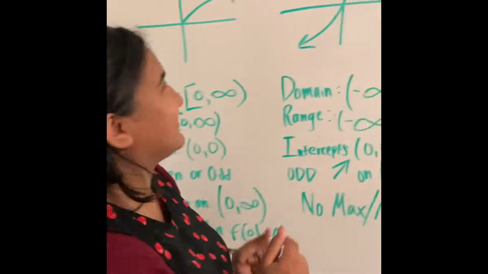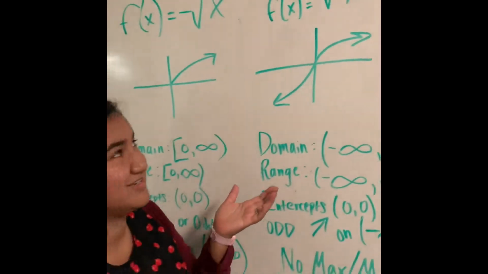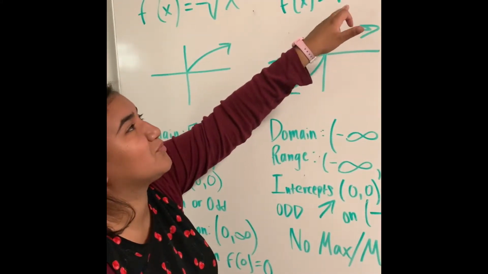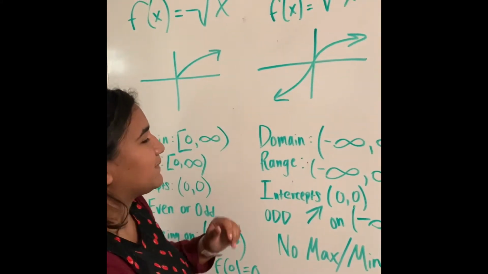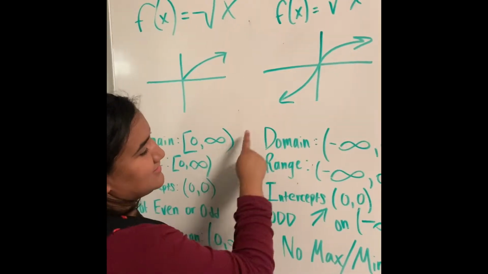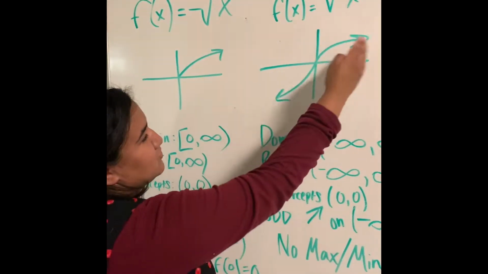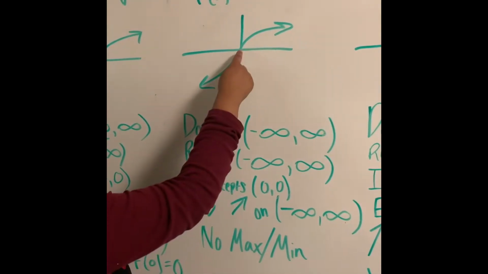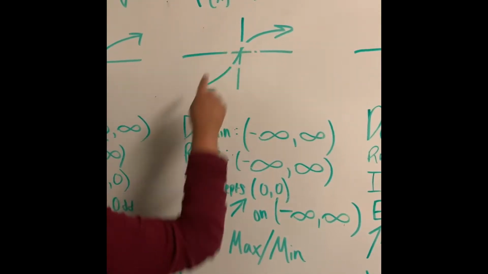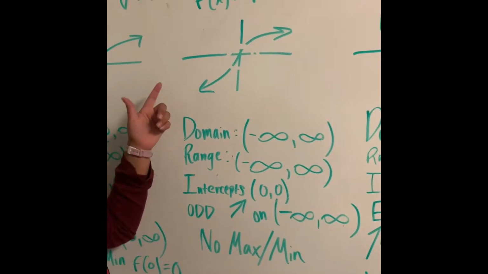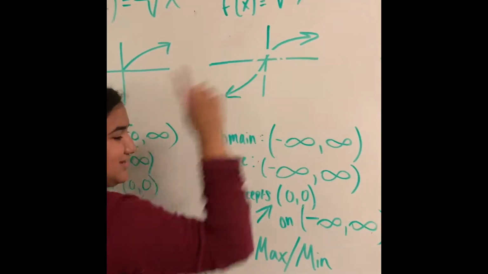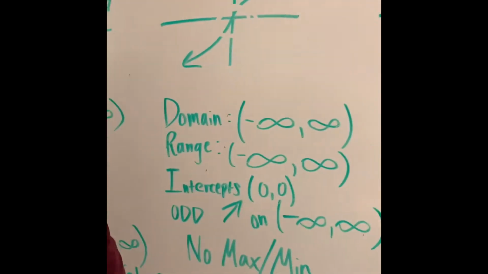Moving on. Okay, next one, cube root function. This is f of x equaling the cube root of x, and as you can see, the domain, left to right again, is negative infinity to infinity, and the same for the range. For the intercepts, it goes through 0, 0, as you can see right here, and it's odd, and it increases from negative infinity to infinity. Use your eyes, people. No max or min.